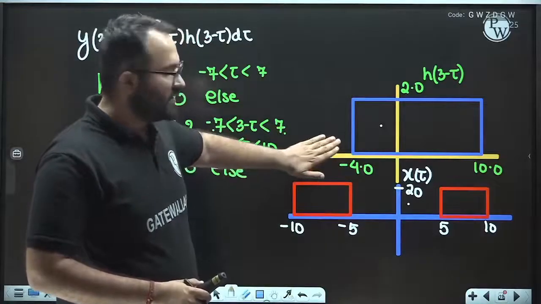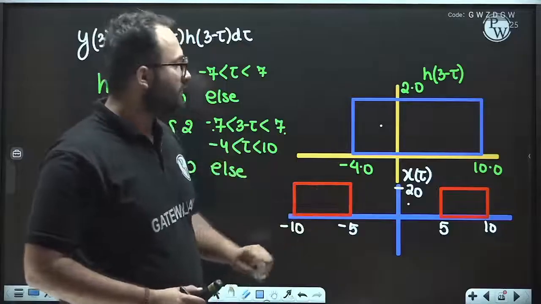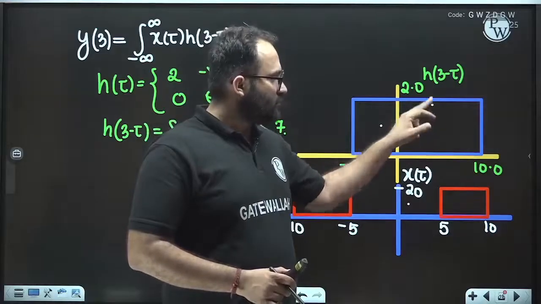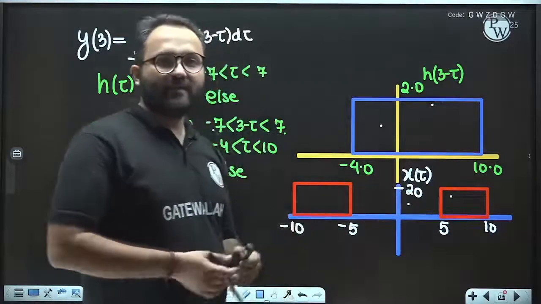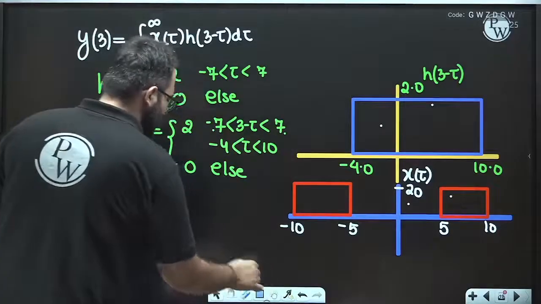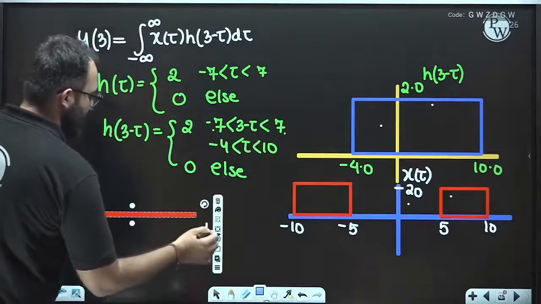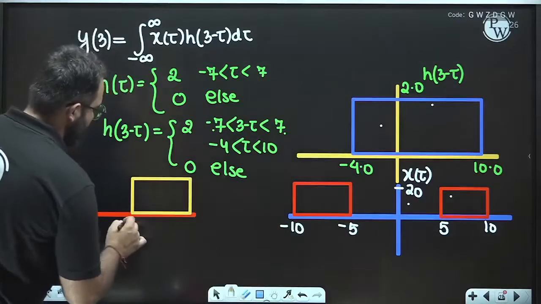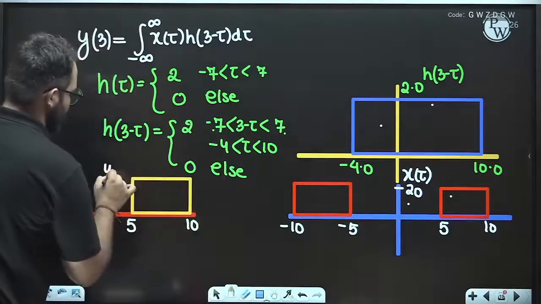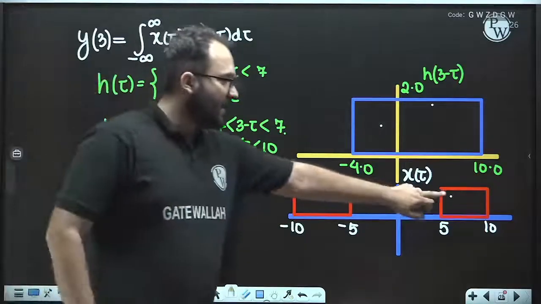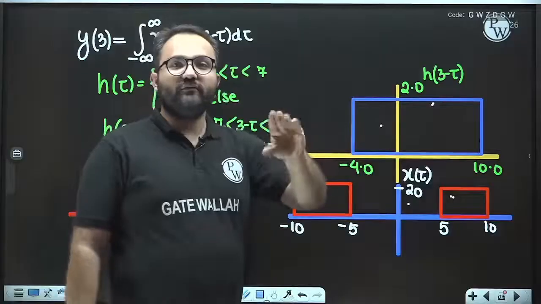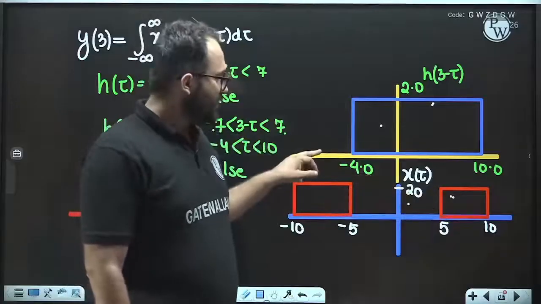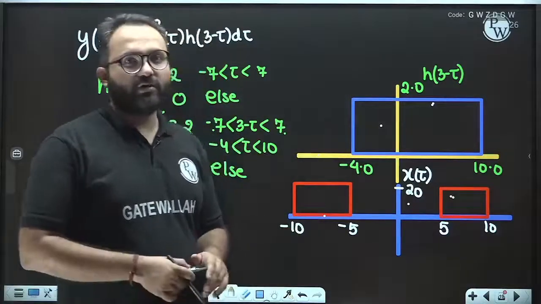Now, when we multiply these two, we can see that these two are very separate apart. Here h is non-zero, but here x tau is 0, so the product will be 0. Here it is non-zero from 5 to 10. The value of h is 2 and the value of x is 20. So when you multiply these two signals, we will get a single rectangle from 5 to 10, height 40. Why is the height 40? Because the height of one rectangle is 20, the height of the other is 2, and multiplying gives 40. The width will be from 5 to 10 only, because elsewhere one signal is 0, so the product will be 0.